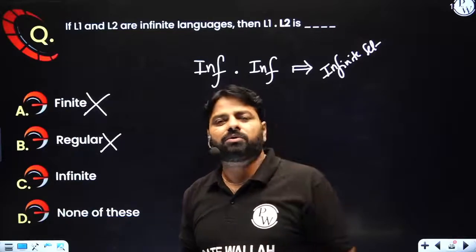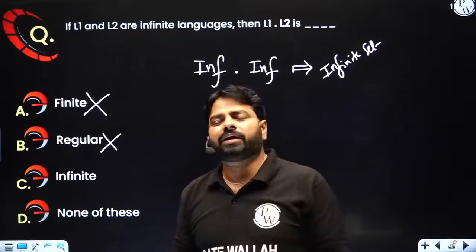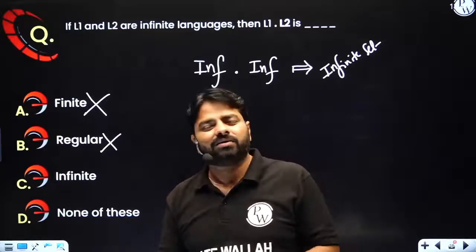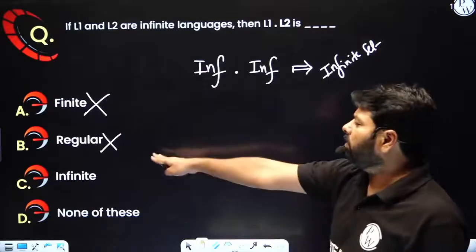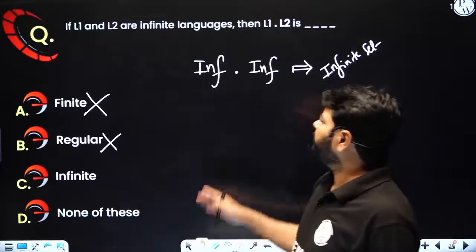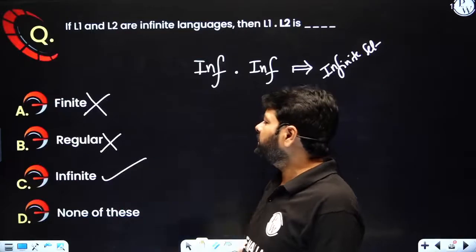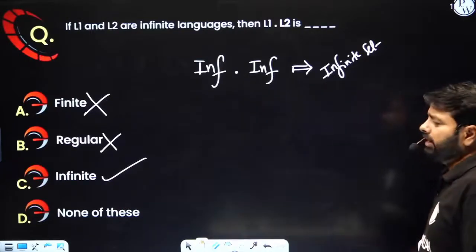Just try to get one example that gives regular. But in most of the cases you get non-regular. In a few cases you will get regular. Think about it. But it is not always regular. What about infinite? Yes, infinite followed by infinite, you have to get infinite. There is no doubt. So this is the right answer.